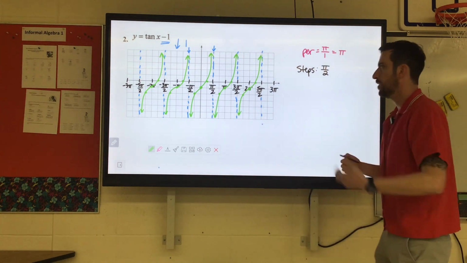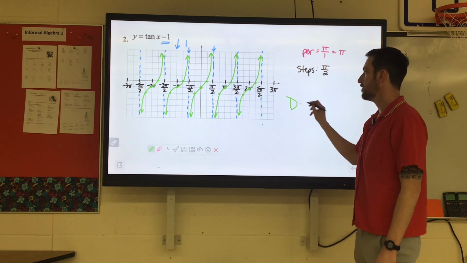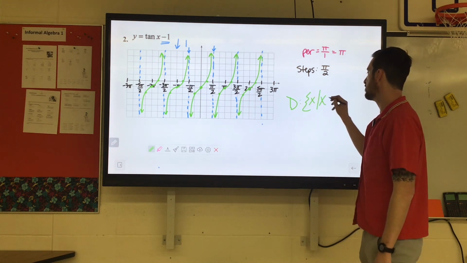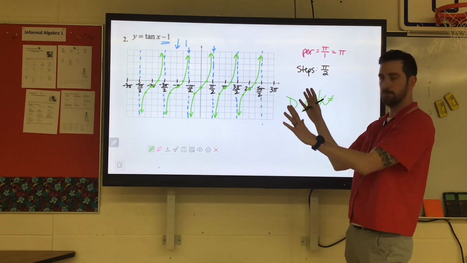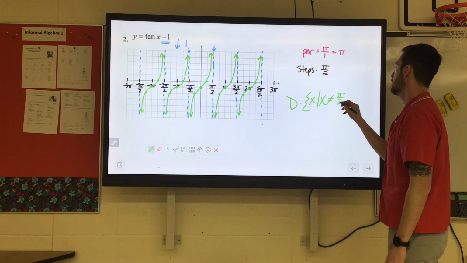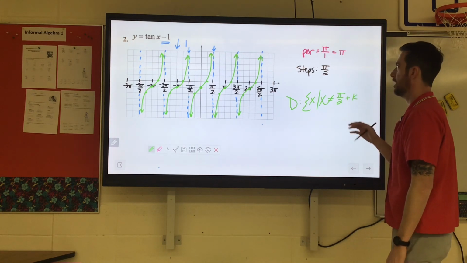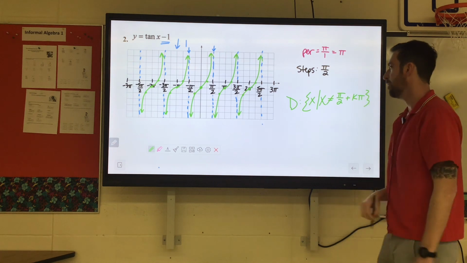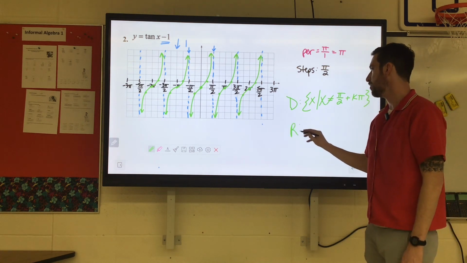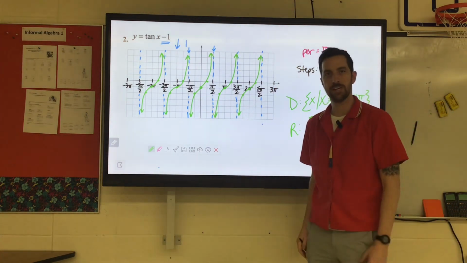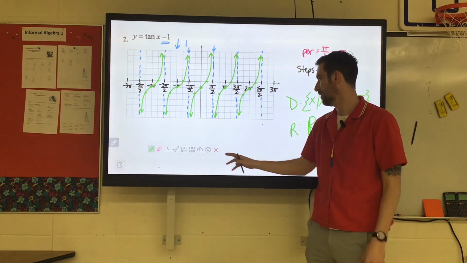Cool, let's do our domain and range real quick. Domain's going to be everything except for those asymptotes. X such that x does not equal any asymptote. I'm just picking pi over 2 plus k times the period. Our period is pi, so we'll say plus k pi. Range, all real numbers. Look at that, 2 down. How about number 3?